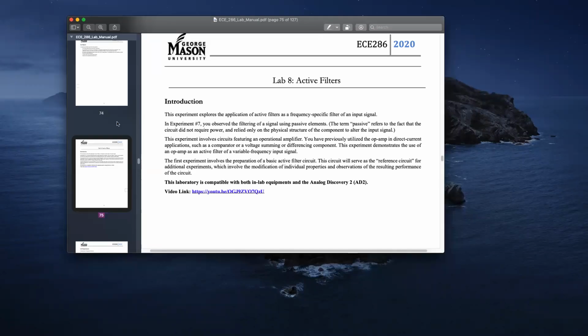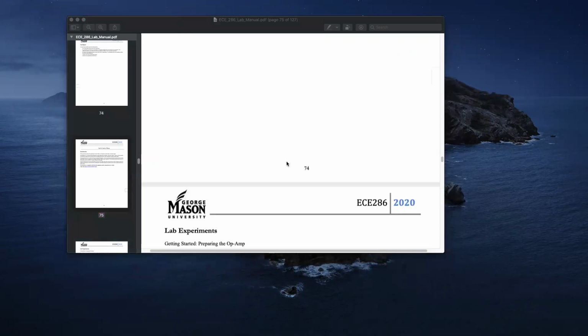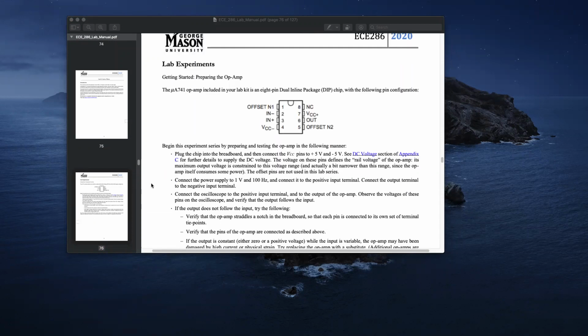Hi, I'll go over how to do lab 8 of ECE 286, which is regarding active filters. For this lab, we will be using the 741 as an op amp. The reason we're using a 741 is because this lab is regarding active filters, and active filters require an op amp. That's why the term "active" is there.